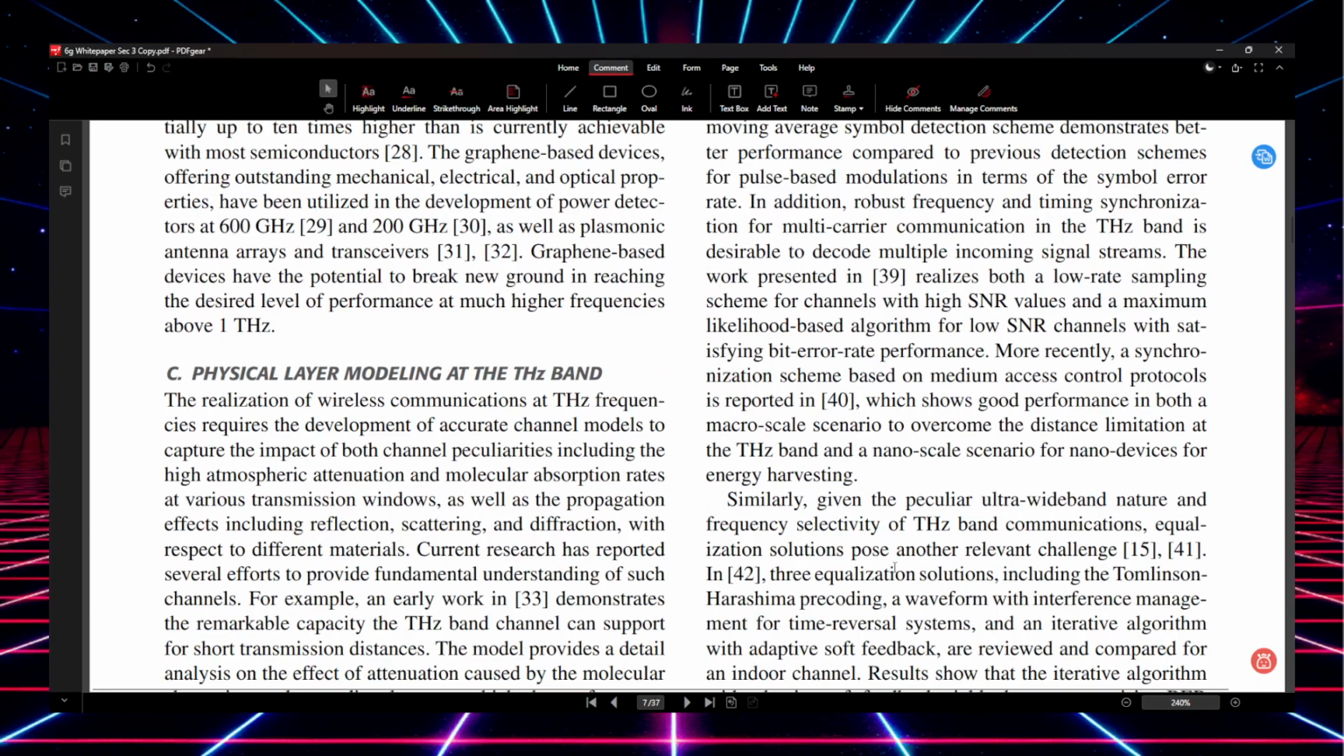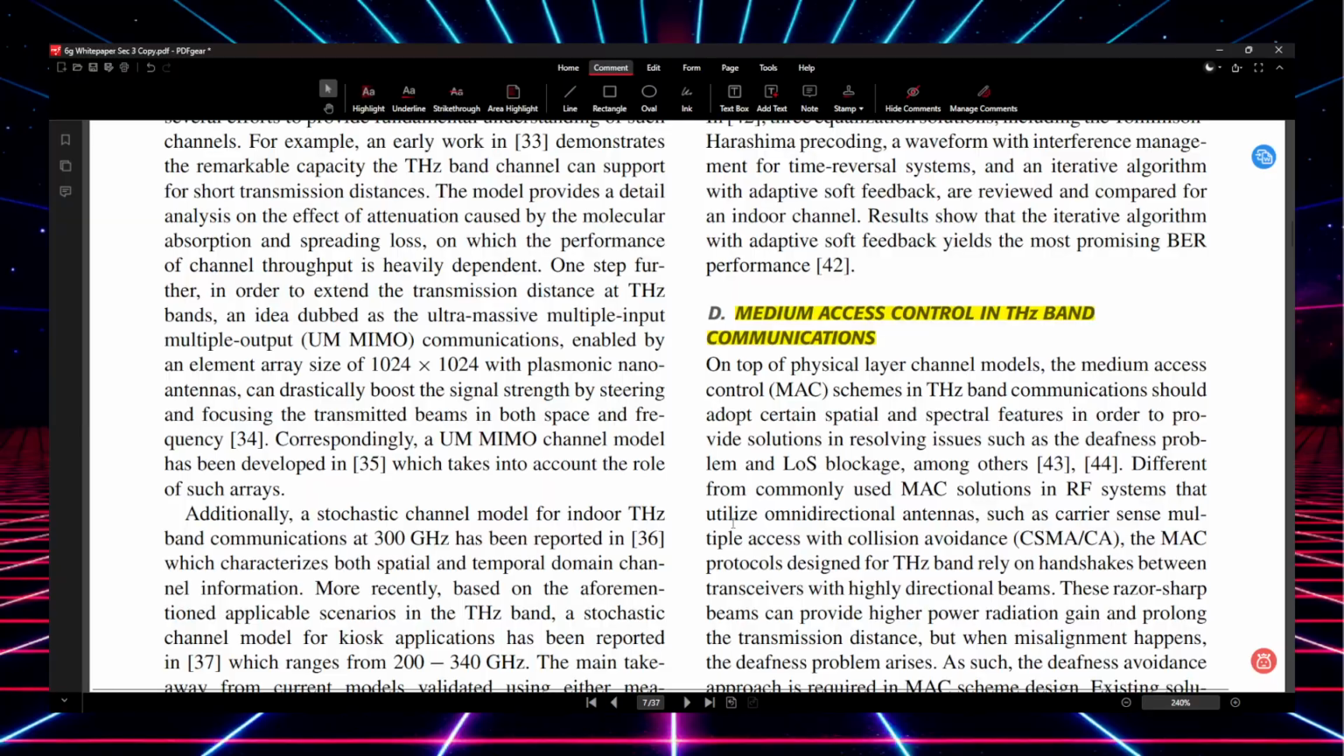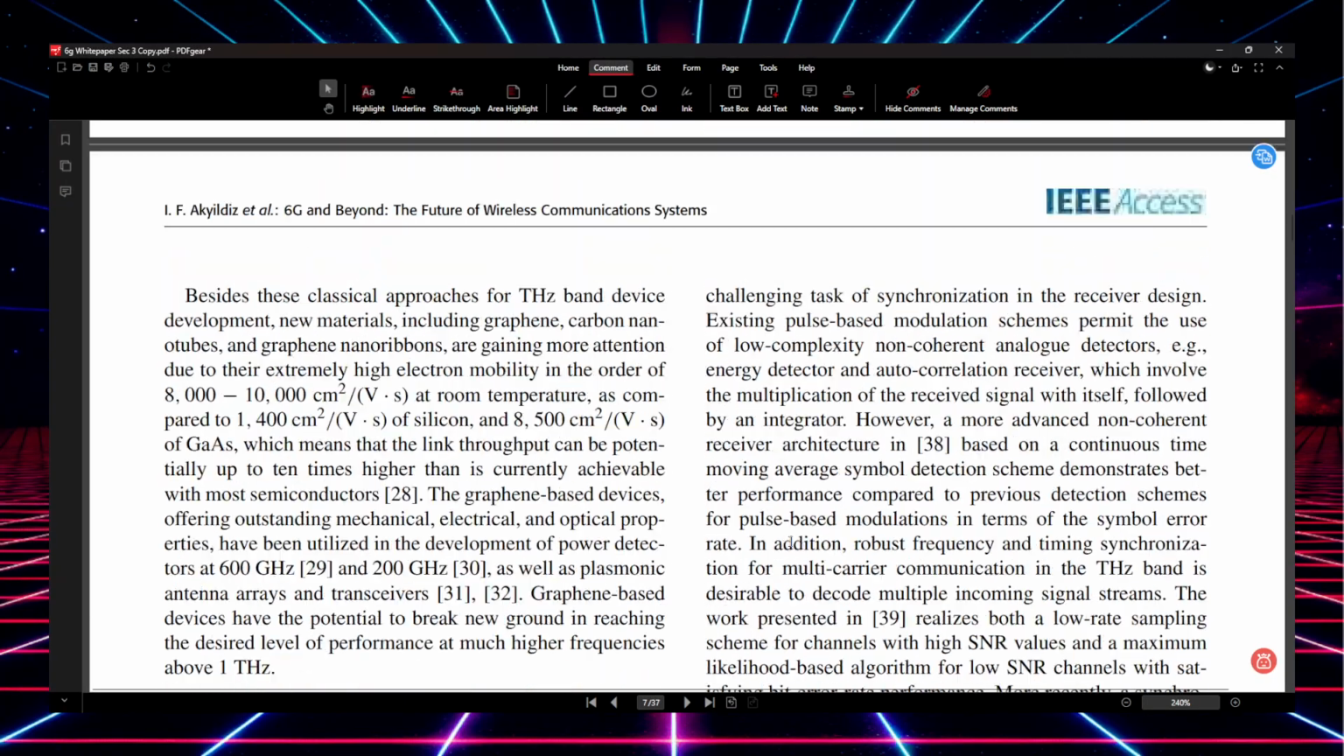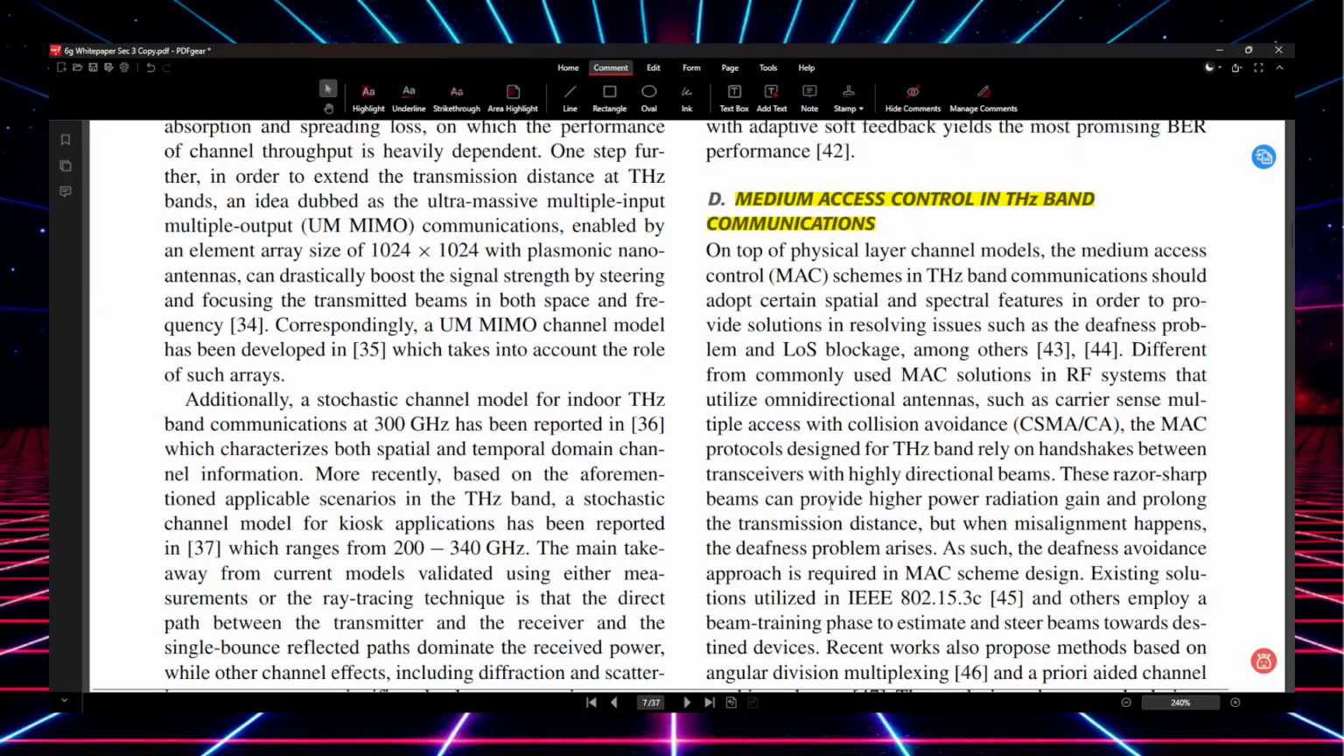So let's go to, yeah, we're going to just skip over to D, medium access control, which is a MAC address, a medium access control in terahertz band communications. On top of physical layer channel models, the medium access control schemes in terahertz band communications should adopt spatial and spectral features in order to provide solutions in resolving issues as the deafness problem and LOS blockage, amongst others.